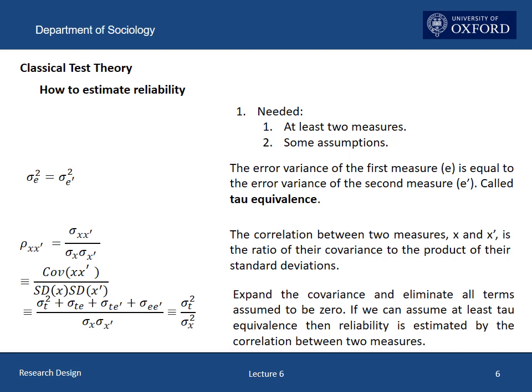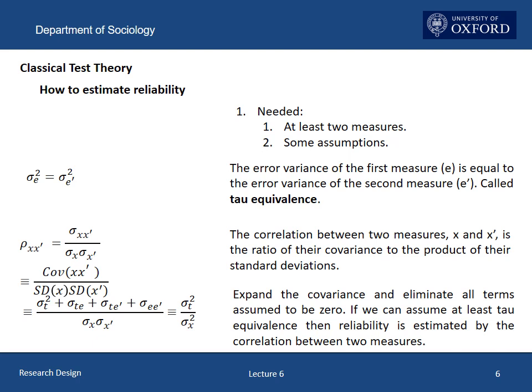So, what assumptions are we going to make? If we have two measures of the construct we are interested in, then we're going to assume that the error variance of the first measure, let's call it E, is equal to the error variance of the second measure, E prime. In the jargon of classical measurement theory, this is often called, for reasons I failed to discover, or in fact actually investigate seriously, tau equivalence.